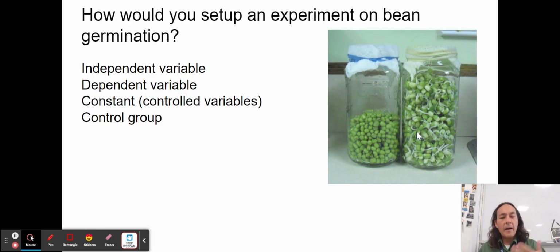All right, how would you set up an experiment on bean germination? So we'll get to do this with Unit 2, and then we're going to measure them with the Vernier probes to see if they're respiring. We can grow some of them. It'll be fun.